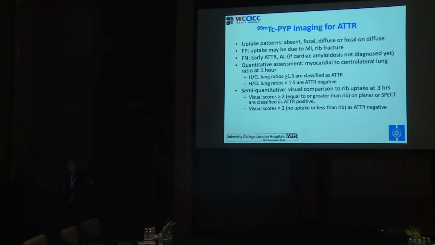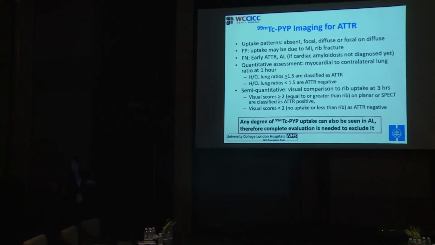In PYP, which is more prevalent in the US, you can also have the same scores of 1 to 3, and here, heart to contralateral lung ratios are calculated. I'll show you in a minute a slide. And if it's 1.5 or greater, it's classified as ATTR, and if it's less, it's negative. Or you can also look visually, and if it's 2 or greater, which is equal to or greater than a rib, then it's ATTR positive, and otherwise it's negative.